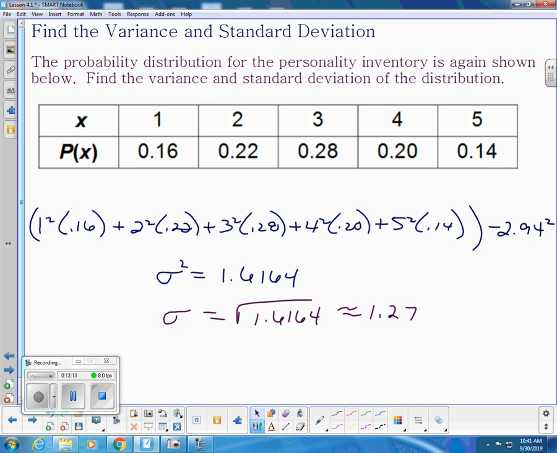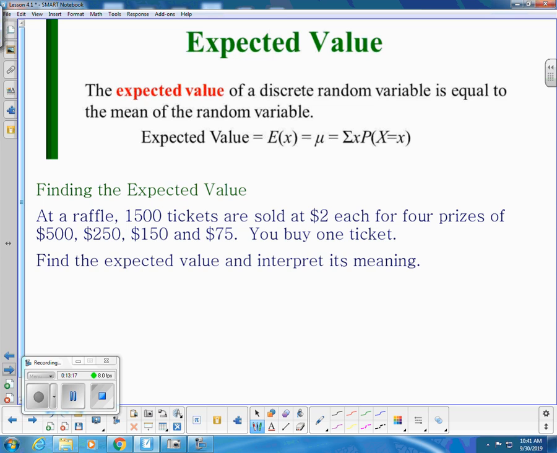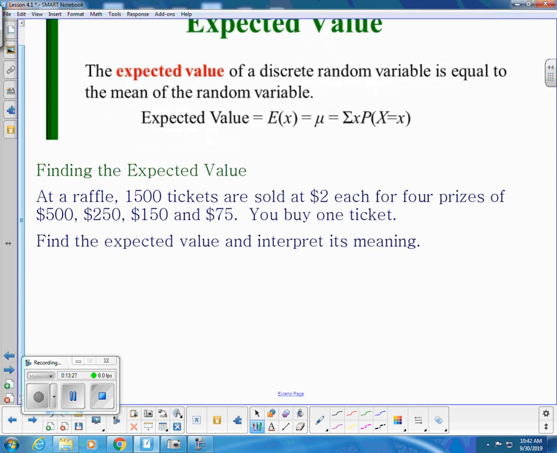All right. Here we go. Expected value. It's just the mean. But it's a little different because they want you to set up an expected value table. So if it says at a raffle, 1,500 tickets are sold, $2 each, for 4 prizes of $500, $250, $150, and $75. You buy 1 ticket. Find the expected value and interpret its meaning.